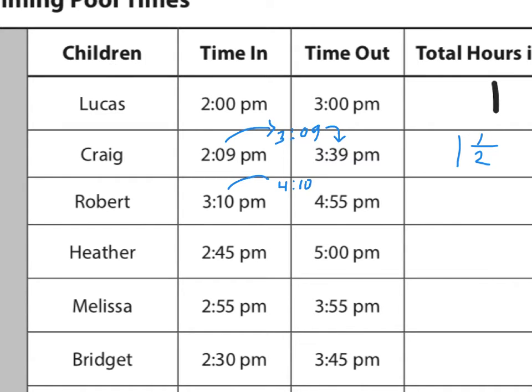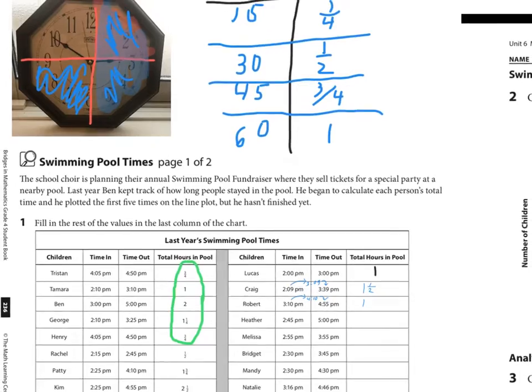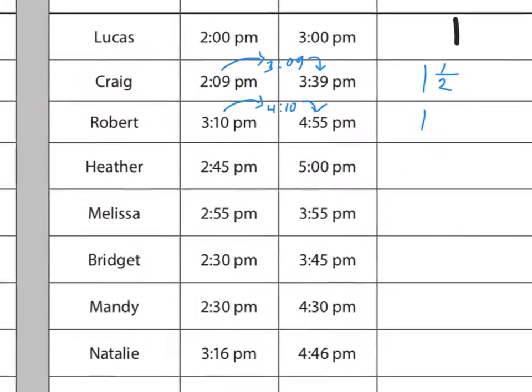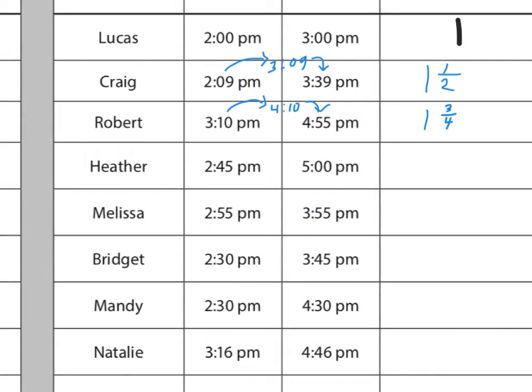Okay, and maybe we don't even need that chart we just made, because if we jump ahead, that's giving us an hour. And then from 4:10 to 4:55, how much time would that be? Well, that would be 45 minutes. So if we look here, that's 3/4 of an hour, right? So Robert is going to be 1 3/4.